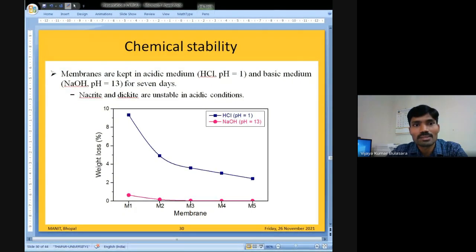This is mainly because of the nacrite and dicite, which are formed during the sintering process for fly ash based membranes, as observed in the XRD. These nacrite and dicite phases are generally unstable in acidic conditions, and hence a high amount of weight loss is noticed for fly ash based membranes in the acidic solutions. The weight loss should be less than 5%. If it is even below 5% or 4%, then they are preferable. But in the case of basic solutions, all membranes are found stable.